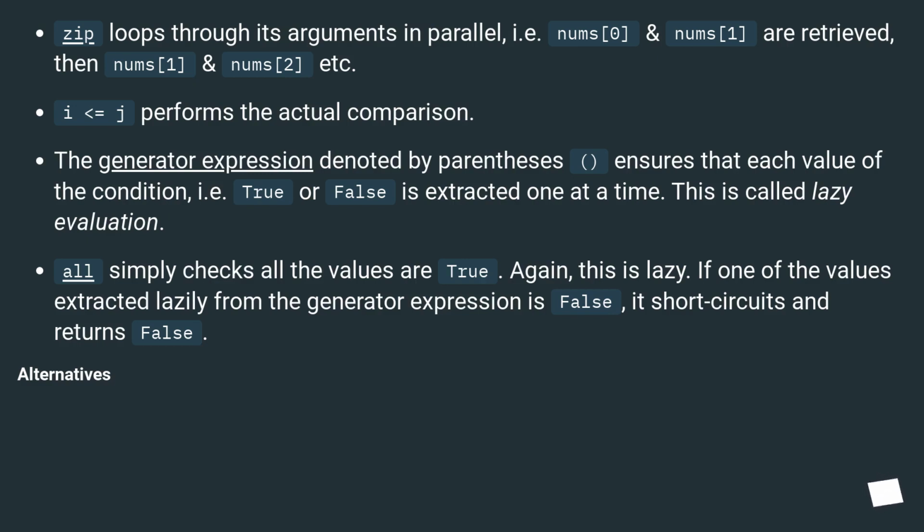The generator expression denoted by parentheses ensures that each value of the condition, i.e. true or false, is extracted one at a time. This is called lazy evaluation. All simply checks all the values are true. Again, this is lazy. If one of the values extracted lazily from the generator expression is false, it short-circuits and returns false.